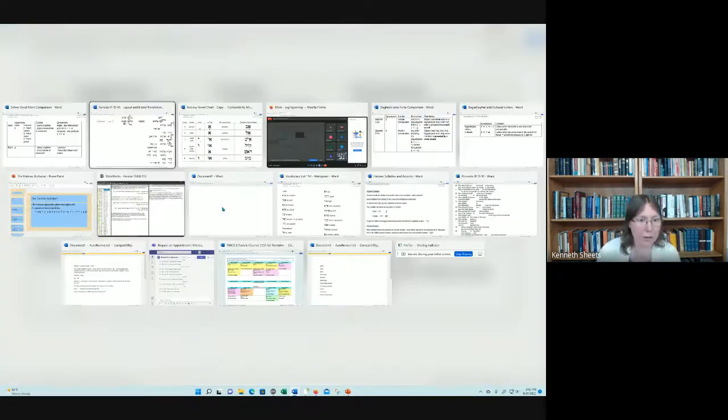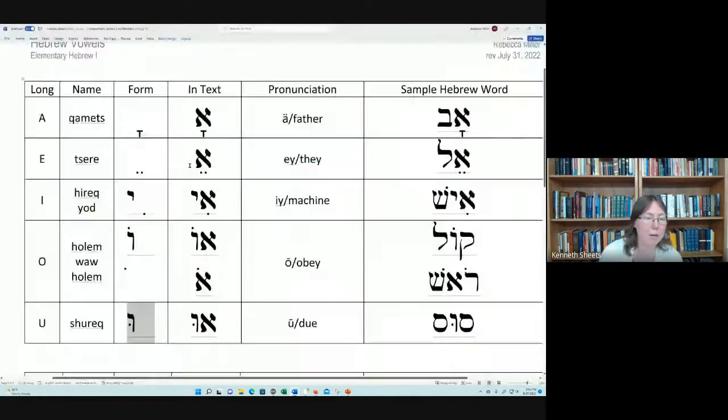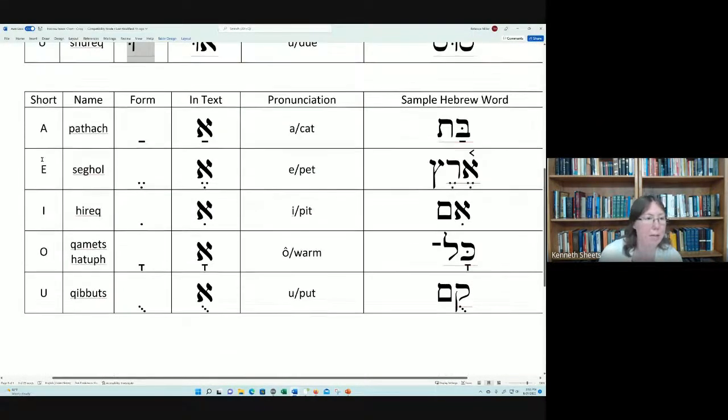When I take a look at this particular word here, Wayavdale, and I've actually kind of given away the answer here by how I just pronounced that, but that's all right. Notice the vowel right there underneath the yod. The yod there is pointed with a pathak. And if we come back over to our vowel chart here, we can see the pathak right here. Here's the pathak. And notice that it is a short vowel.